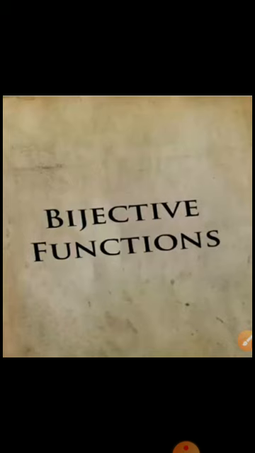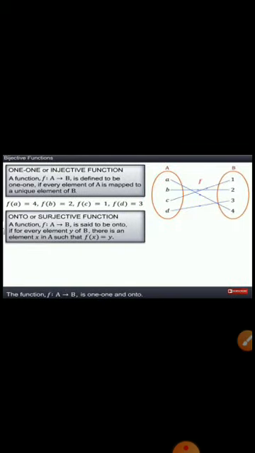Now bijective function, that means if a function is both 1-1 and onto. The another name for onto is surjective. Okay. So if a function is both 1-1 and onto, then we say that it is a bijective function.